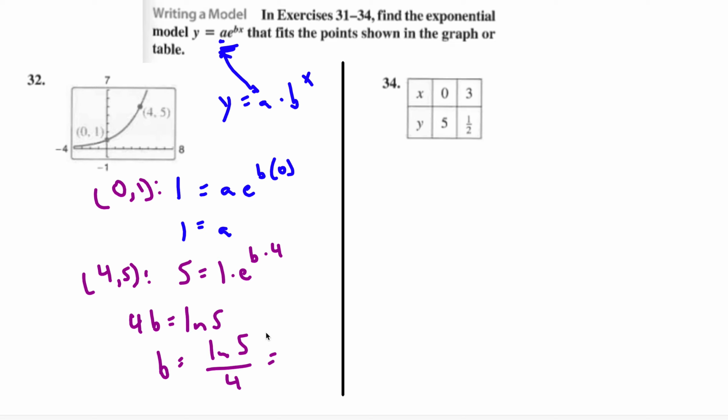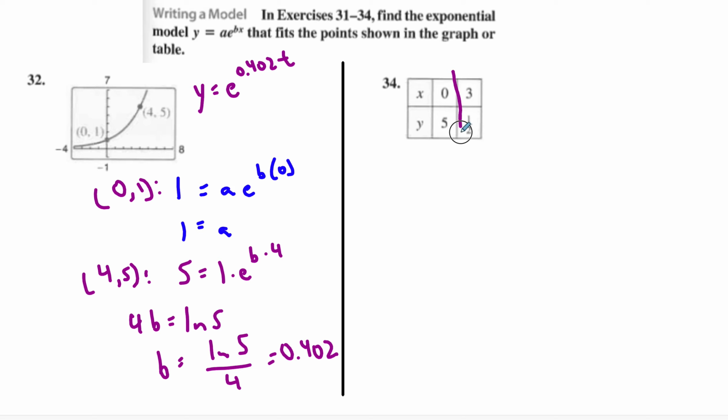Because they want it in this form, it turns out this is probably the easiest way to go. So what does that mean? The natural log of 5 divided by 4 is 0.402. So our equation in the end, I'll do it the other way here in a sec, ends up being y equals 1, I'm not going to write it, e to the 0.402t. That's it.